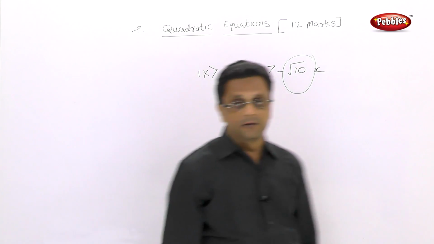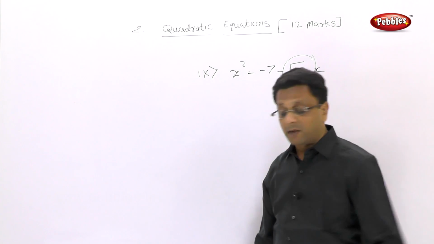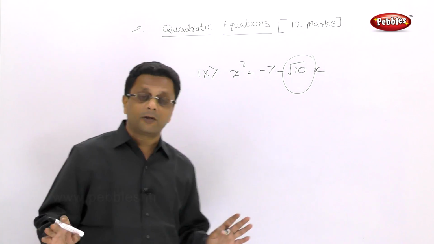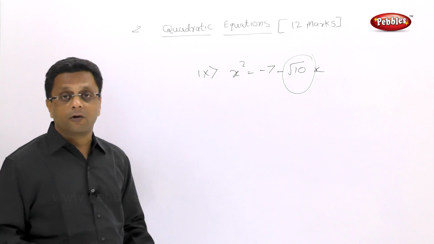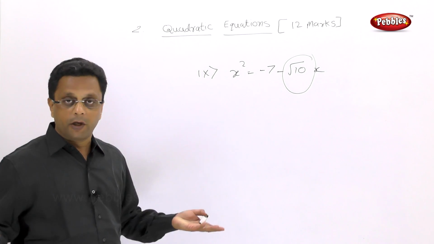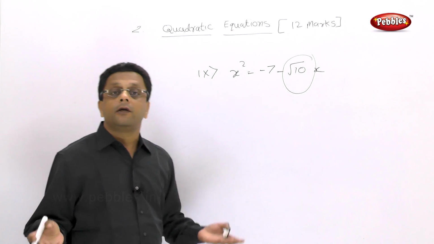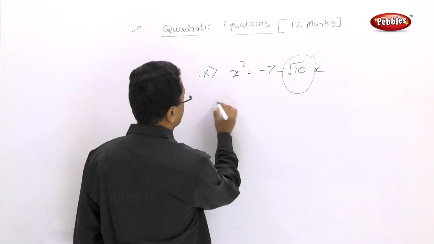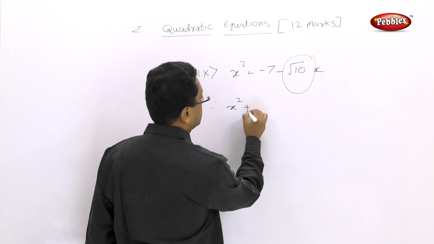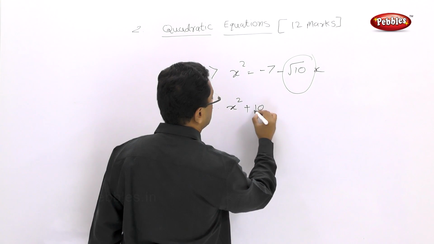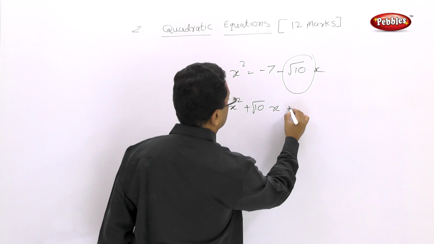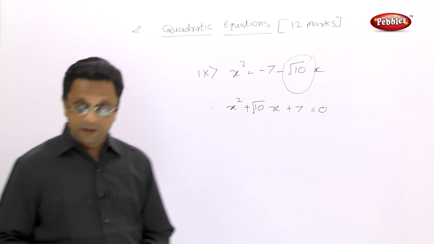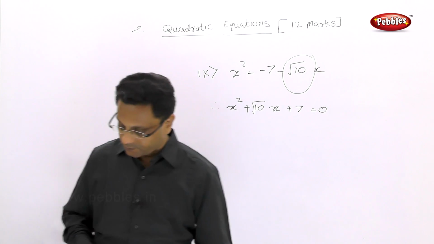this is the linear coefficient. Root 10 or rather minus root 10, doesn't matter. We have got nothing to do with whatever the linear coefficient or quadratic coefficient is. We simply have to write this in standard quadratic form. So it is x square plus root 10 x plus 7 equal to 0. Very simple, right? Shall we go ahead?